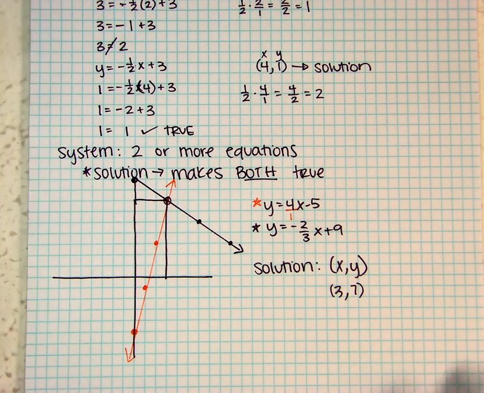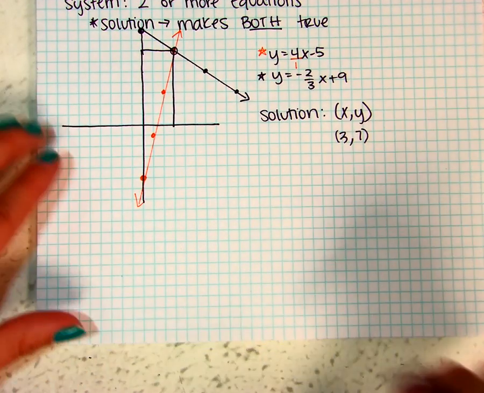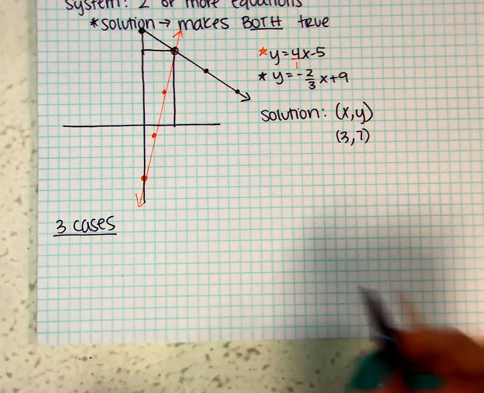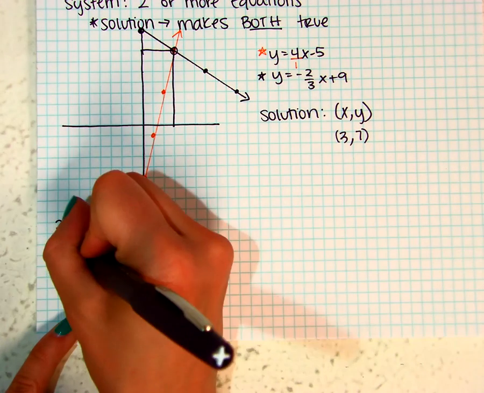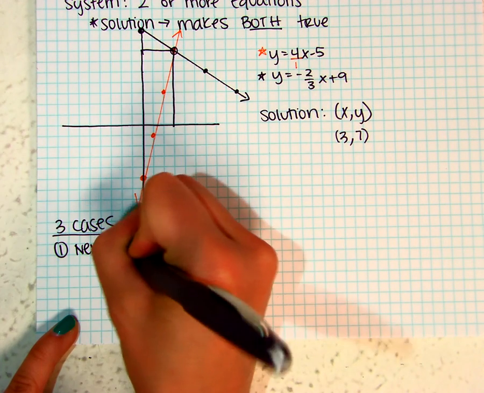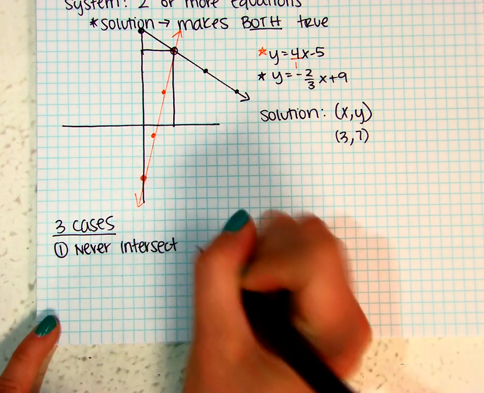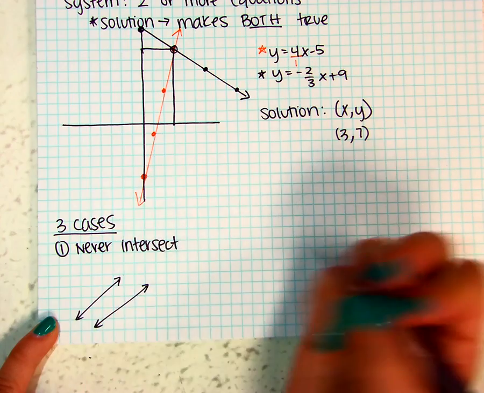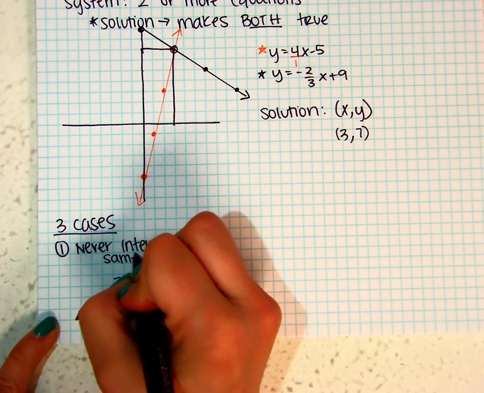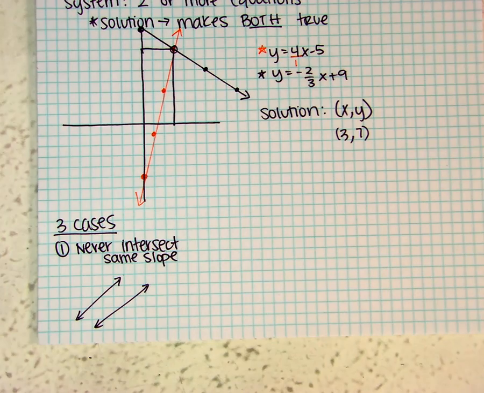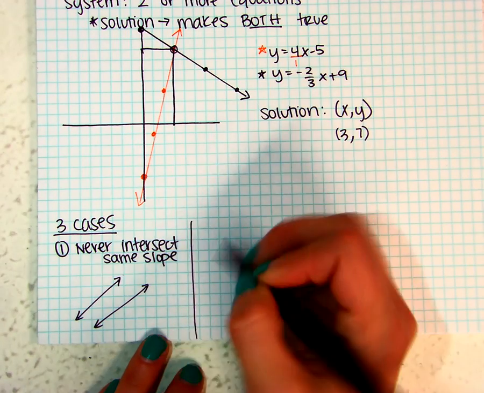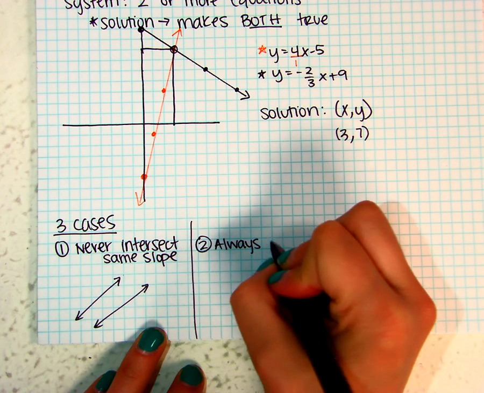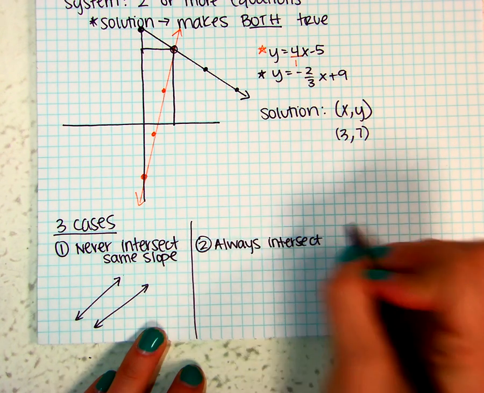Now, I want to go over 2 other cases. There are technically 3 cases when you have 2 lines. First case, they never intersect, which means our lines are parallel. Their slopes are the same. Case number 2, they always intersect, meaning they are the exact same line.